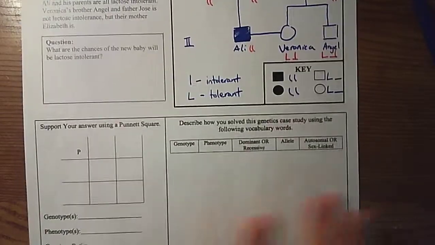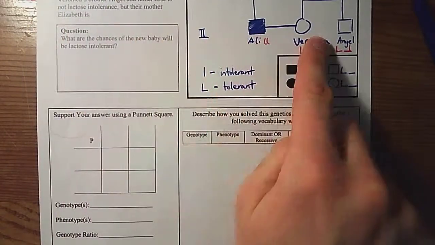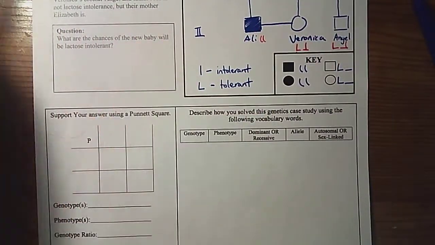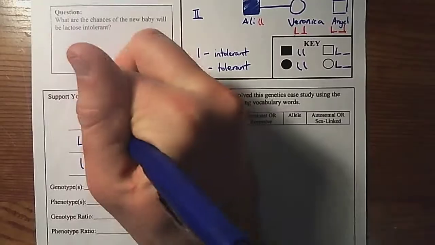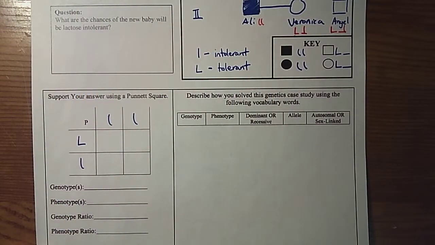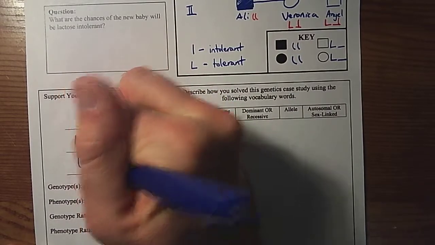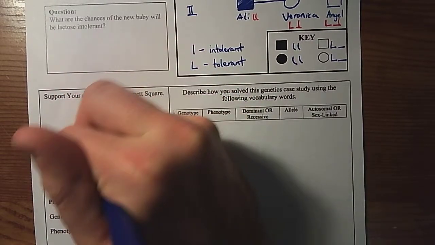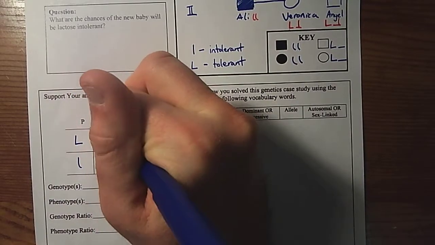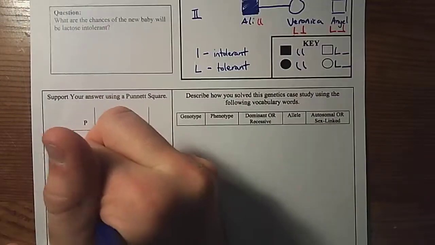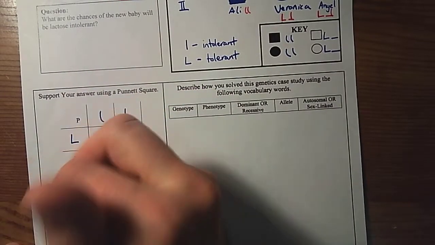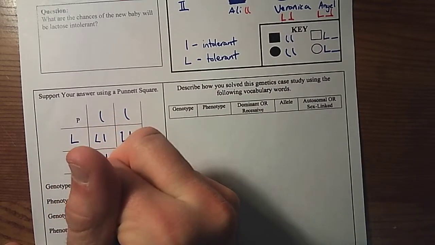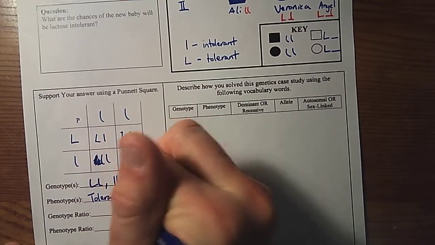Now, the good news is that our goal was to see the probability of Ali and Veronica having a child who's lactose intolerant, and we have their genotypes. So we can fill out this Punnett square now. We know that Veronica is heterozygous and that Ali is homozygous recessive. So now we just mix. That would be little l, little l, little l, little l, big L, little l. My possible genotypes are heterozygous and homozygous recessive. That means this person would be lactose tolerant, and this person would be lactose intolerant.